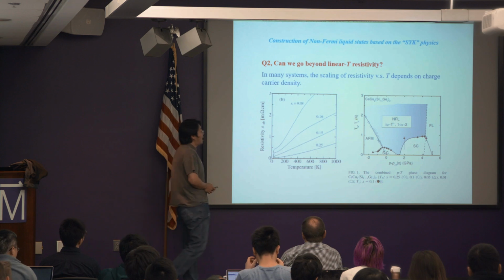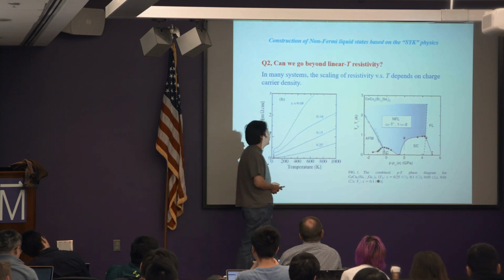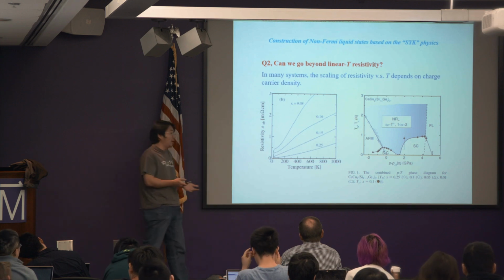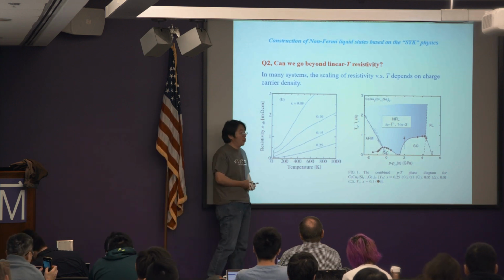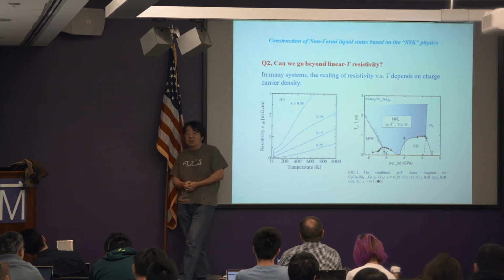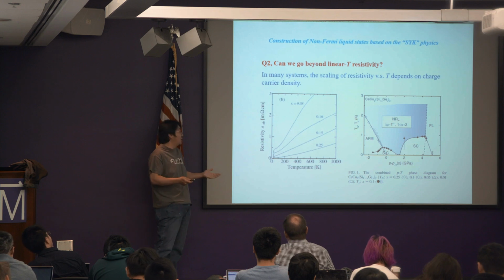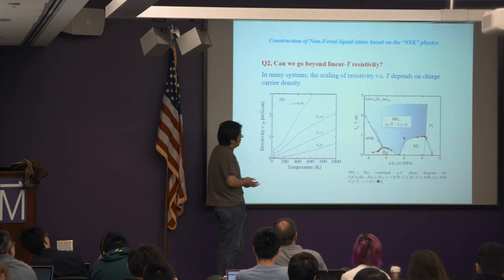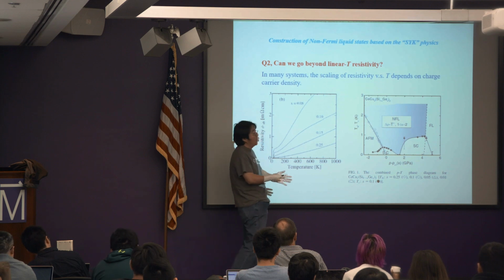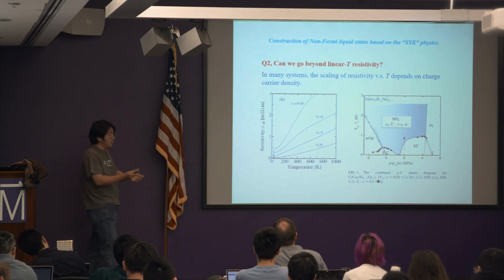Another question we can ask is: can we go beyond the linear T resistivity? In reality, non-Fermi liquid means that pretty much anything where the resistivity scales with temperature with a power smaller than 2. Of course, there could be crossovers, but in reality, rho can scale with T with pretty much any power between 1 and 2.